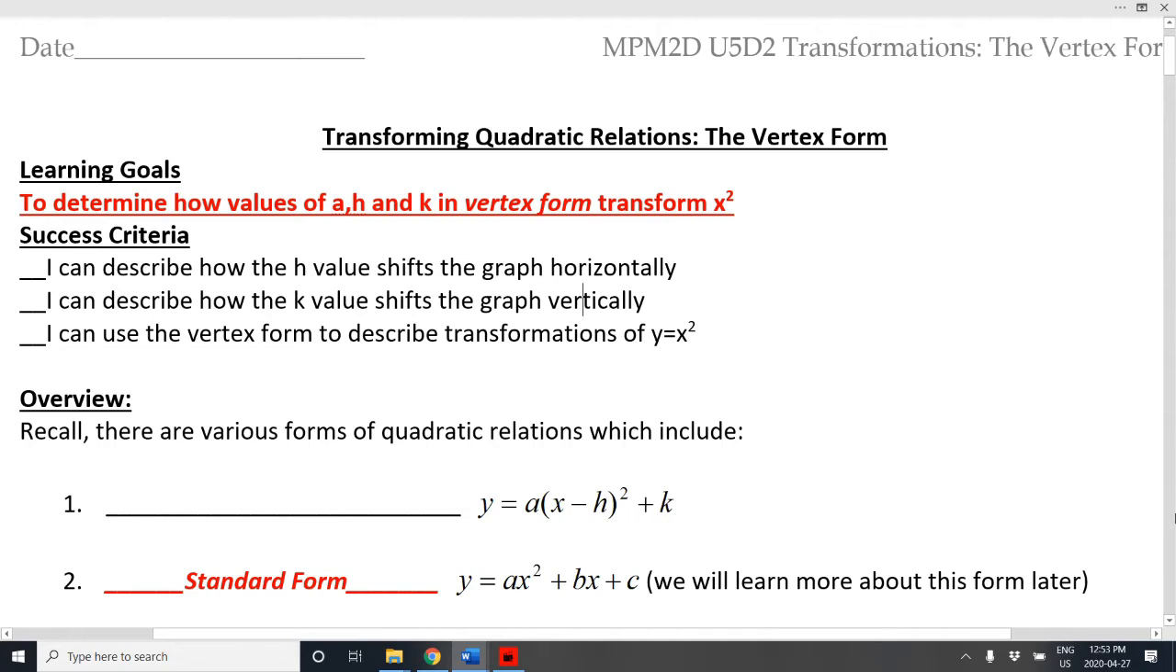Transforming quadratic relations, the vertex form. Our learning goal today is to determine how the values of a, h, and k in vertex form transform the parent function x squared. Please ensure you have the lesson printout so you can follow along with this video.